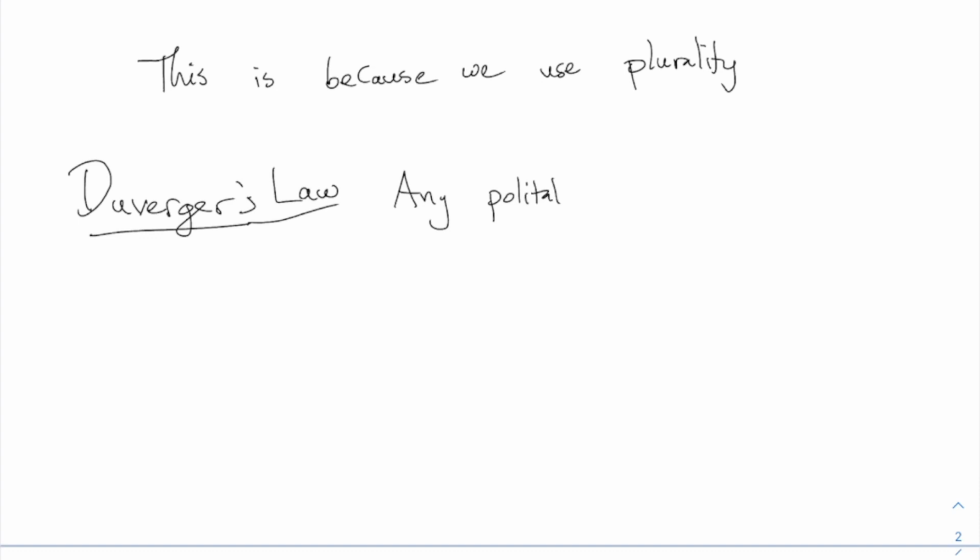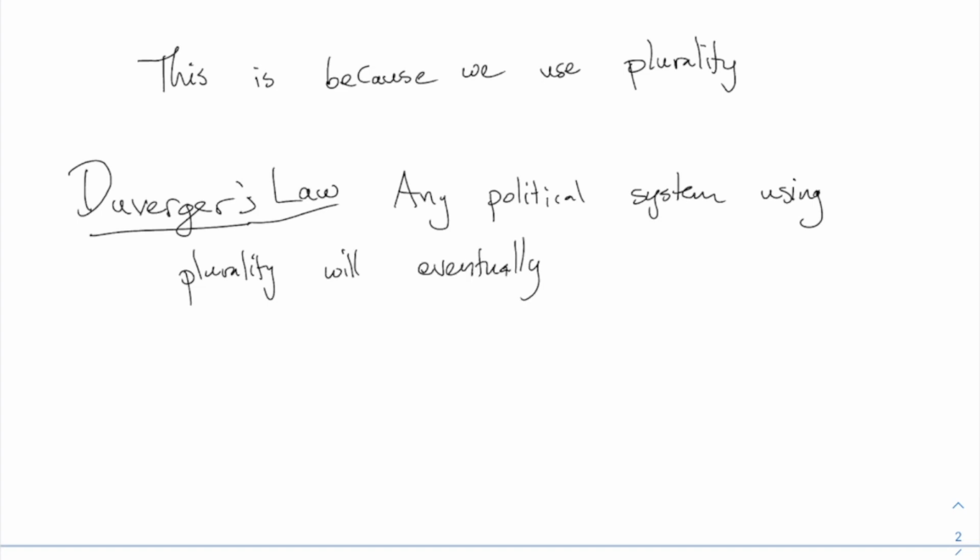Any political system using plurality will eventually degenerate into a two-party system. This is a general fact which is true all over the world.